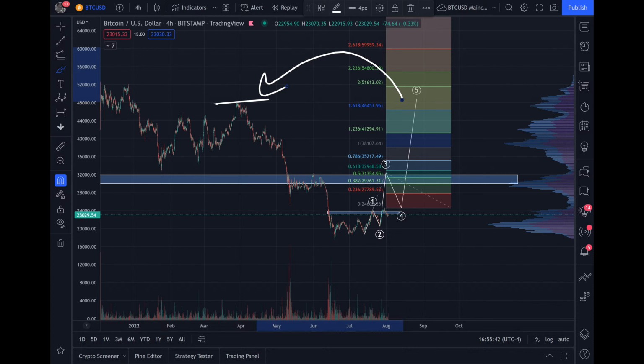I wouldn't be surprised if we just made the higher high right here. Maybe go to 70K, maybe not. I don't know. I have no clue. But that principle is consistent. You see it consistently throughout.